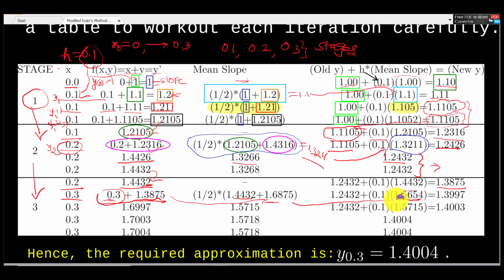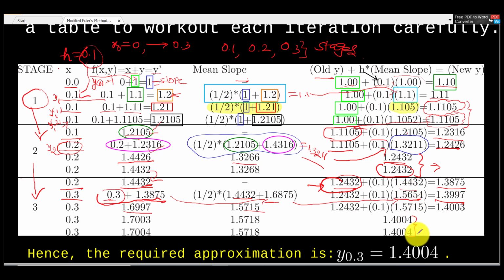Okay, this answer. And then 1.2432, this entity is my old y, right? So this is 1.2432, and then I am getting the higher and higher entries, 1.3875, just we discussed here, and then the answer is 1.3997. Again use it here and then proceed further and mark these two approximations, and they are having accuracy of again correct up to 4 decimal places.